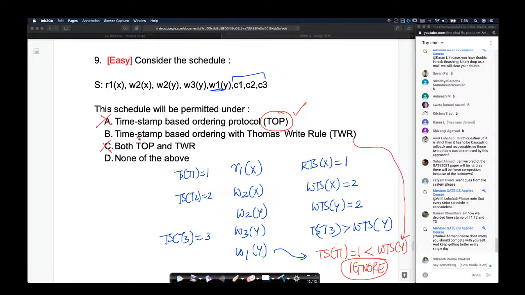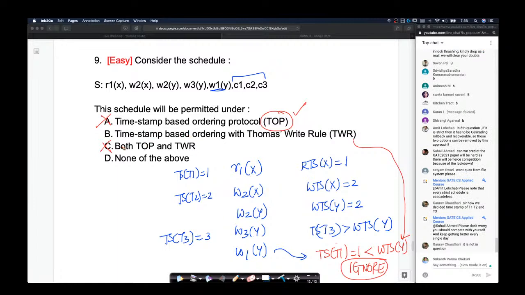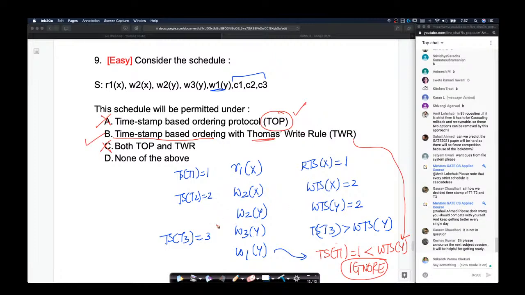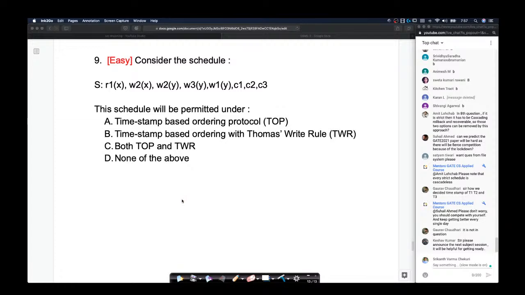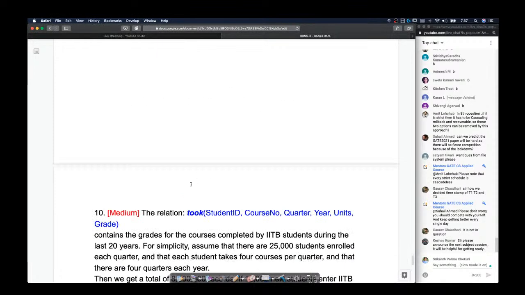So in timestamp based, what are we doing here? We are doing timestamp based ordering itself, but when you apply Thomas Write rule, this will not break the whole system. Thomas Write rule simply says to ignore this. So this schedule will be permitted if you're using timestamp based ordering with TWR. So B is the right answer, as most of you got it. So cool. Sounds good. Let's go to the 10th question now.